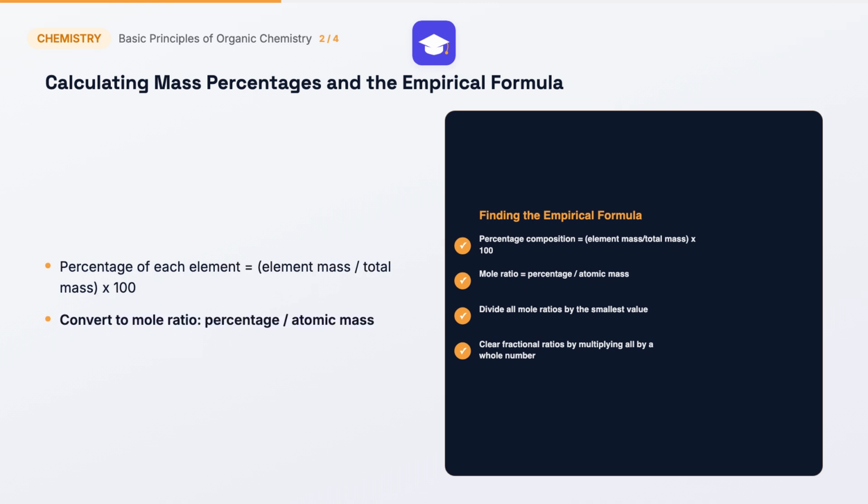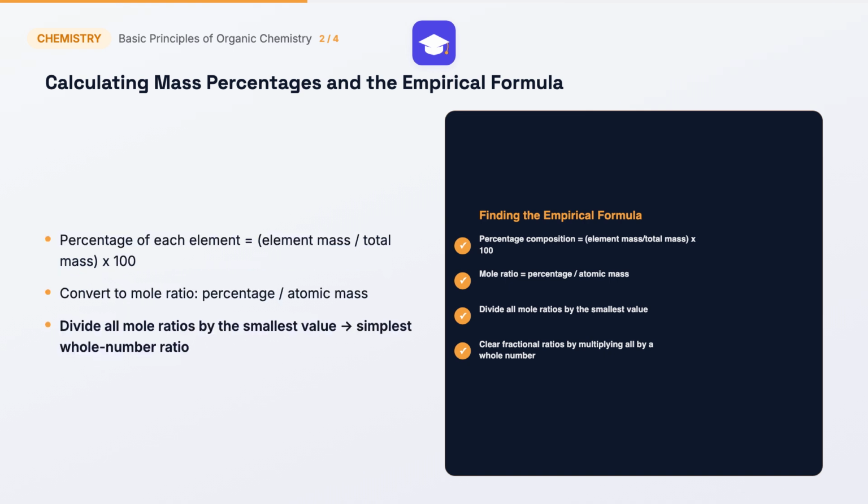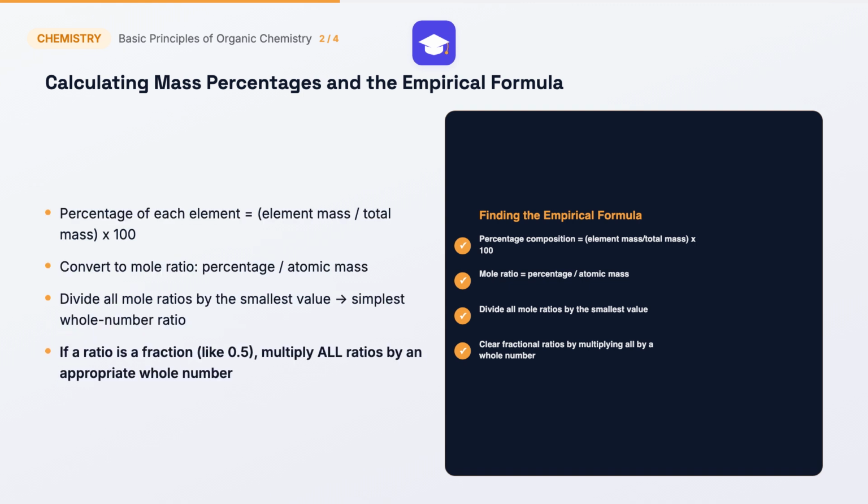Converting each percentage into a mole ratio, dividing by that element's atomic mass, and then dividing every result by the smallest value obtained gives the simplest whole number ratio of atoms. This simplest ratio is the empirical formula. If any of these ratios come out close to a simple fraction like 0.5, all the ratios need to be multiplied by the same appropriate small whole number, 2, 3, and so on, to clear that fraction completely.